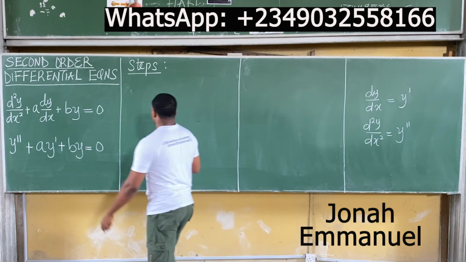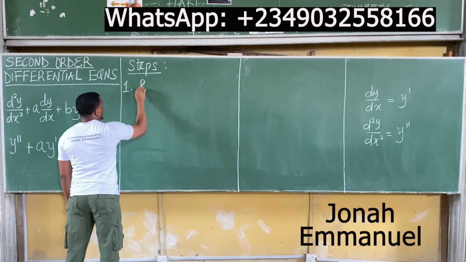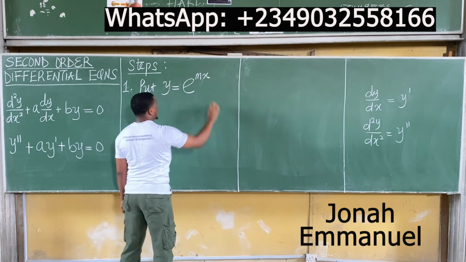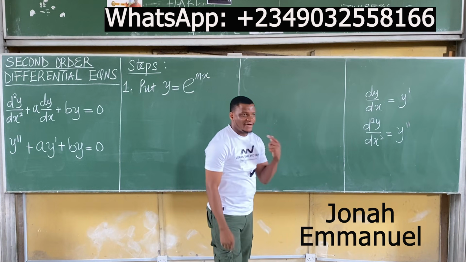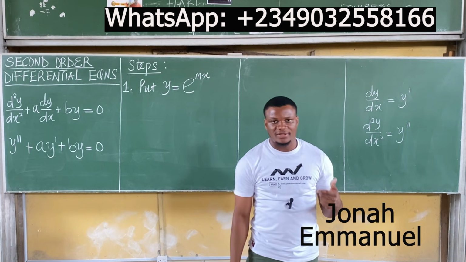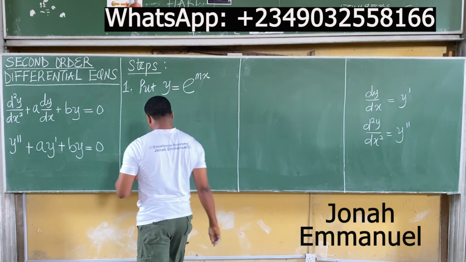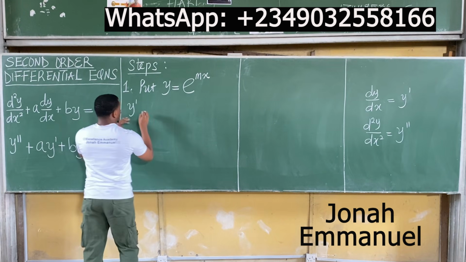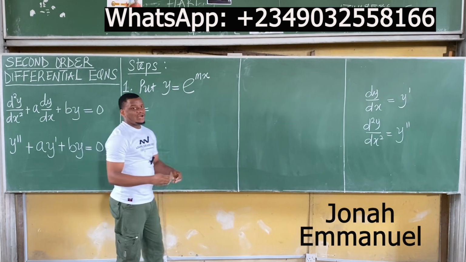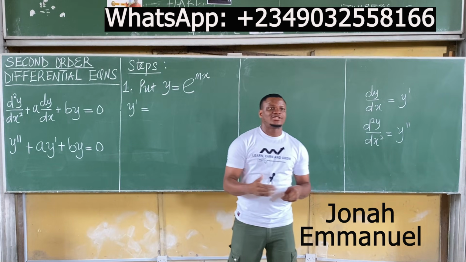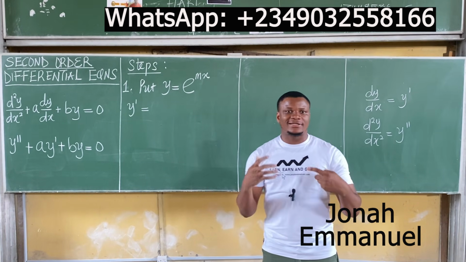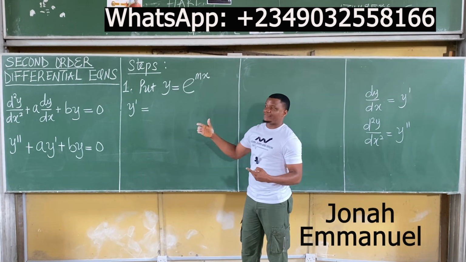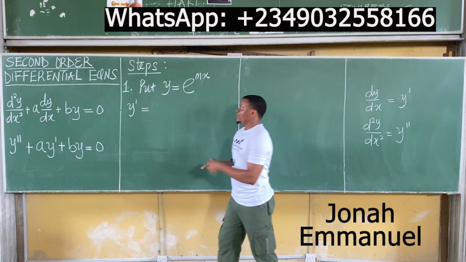Step one is to put y equal to exponential mx. You find the first derivative and also the second derivative. The first derivative is given by y prime, also called dy/dx. Now, what's the value of y prime for this? We know fully well that when it comes to differentiating an exponential function, the task is simple. We differentiate the power, whatever thing you have, and attach it to the question. The power here is mx.